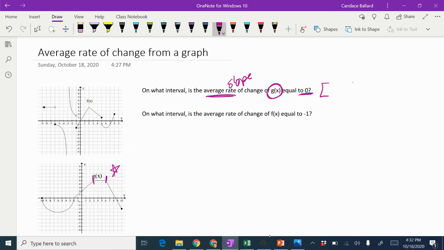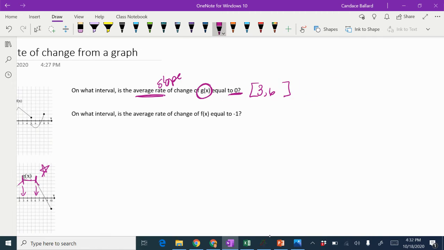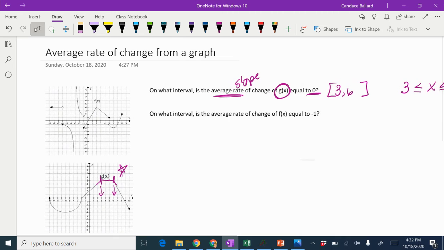So interval notation, we know they're both closed because it's on a solid line. So we know it's starting at the x value of 3 and ending at the x value of 6. So we'd write 3 to 6. We could also write the same thing in inequality notation, but we would do 3 less than or equal to x, less than or equal to 6.